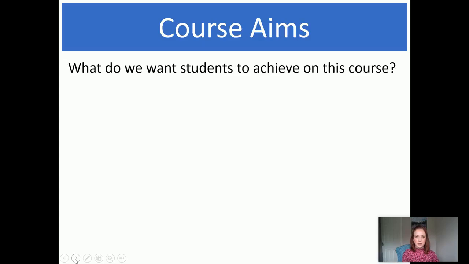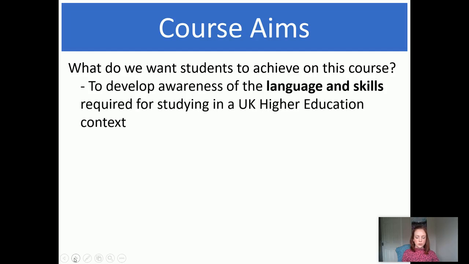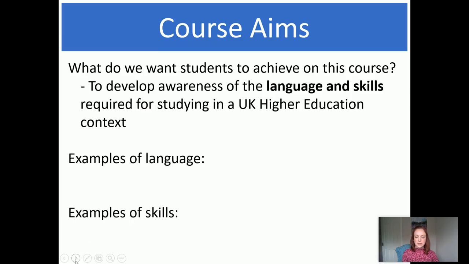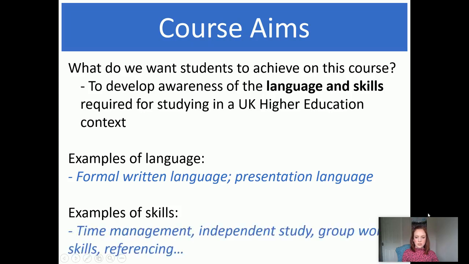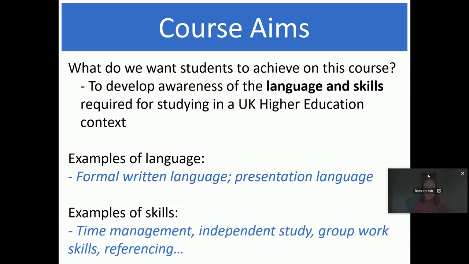Firstly, let's think about what we want students to achieve on this course. We want you to develop awareness of the language and skills required for studying in a UK higher education context. So this is a pre-university course for students who are hoping to go to university in the future. The examples of the language and skills we want you to develop are formal written language, presentation language, and time management, independent study, group work skills, and referencing.